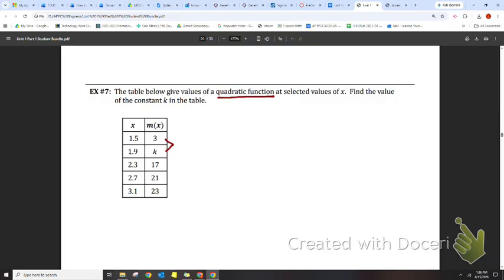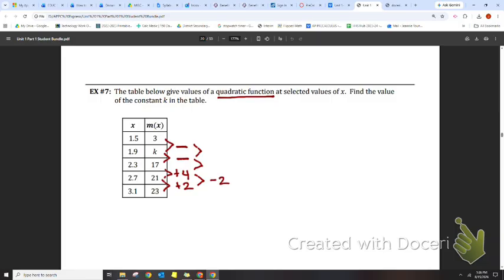So we're not going to be able to tell right now how to get from 3 to k, because we don't know what k is, and that's what we're trying to find. And we also can't tell from k to 17. But 17 to 21, we know we're going to add 4. And 21 to 23, we add 2. But remember, this is quadratic, so we're looking at second differences. When I look between these two, I can't tell. I also can't tell right here, but between 4 and 2, we would subtract 2.